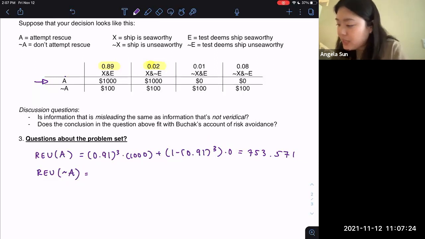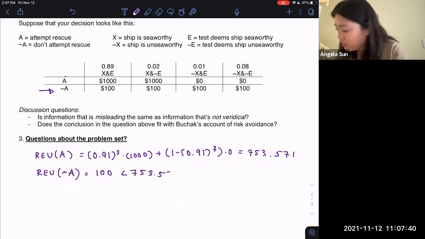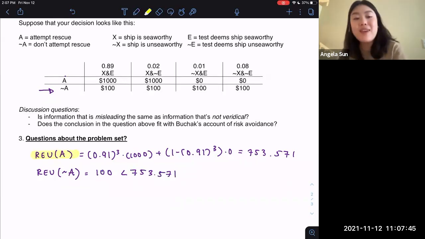Now, the risk-weighted expected utility of not A is really easy, because if we look at the not A column, we get $100 no matter what. So the risk-weighted expected utility of not A is going to be 100. 100 is less than 753.571. So it's going to turn out that the risk-weighted expected utility of A is higher than that of not doing the experiment. So if we don't do the experiment, we would choose A, and we would get the risk-weighted expected utility of 753.571. Okay, so that's the first part of the problem.